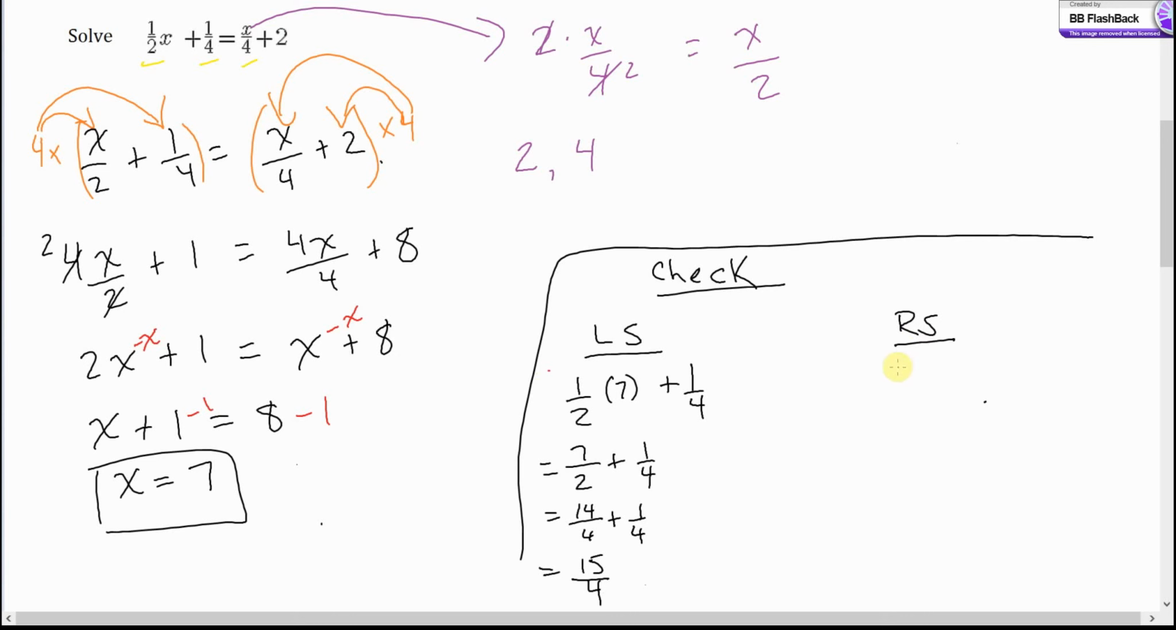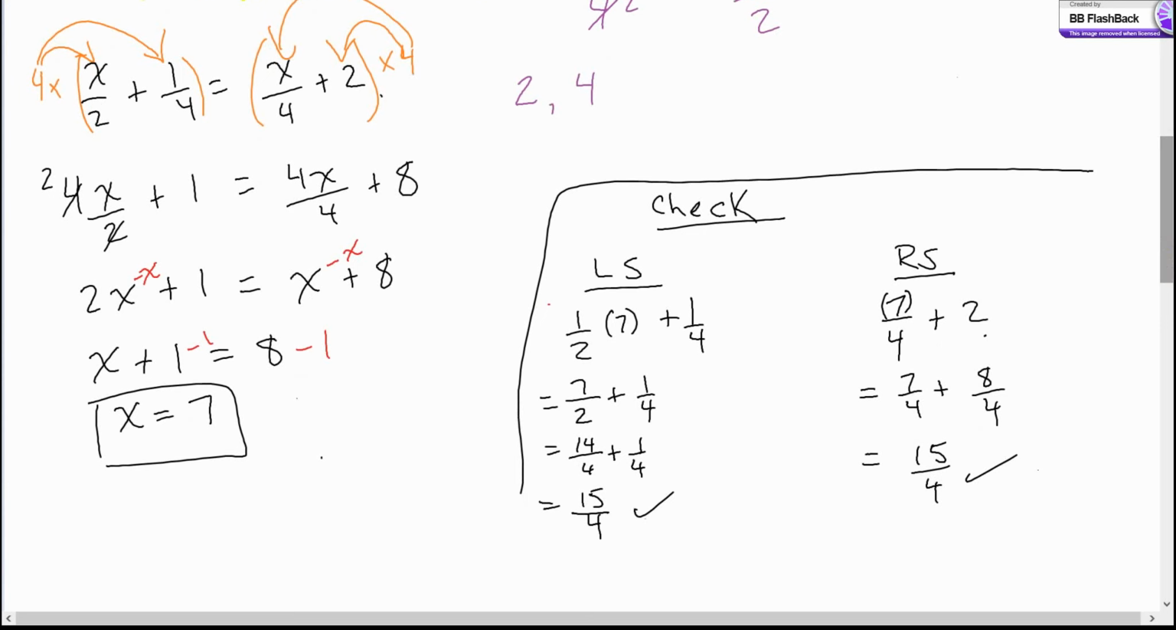Okay, 7 over 4, because x was in the numerator, we subbed in 7 for x, plus 2 is equal to, well, we need to put that 2 over a common denominator of 4, so 8 over 4. Oh, it's looking good, 15 over 4. Great, that works.